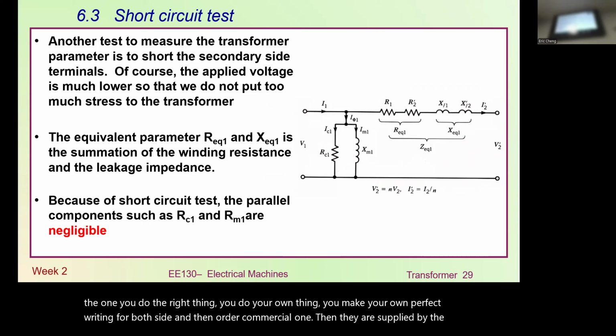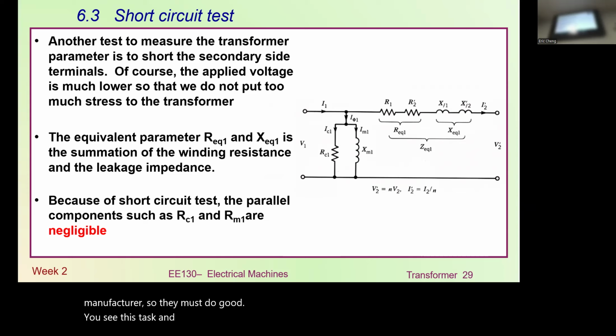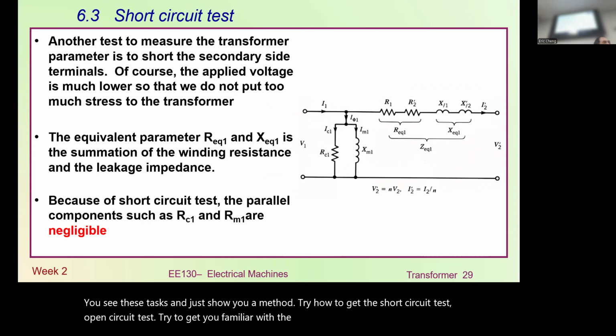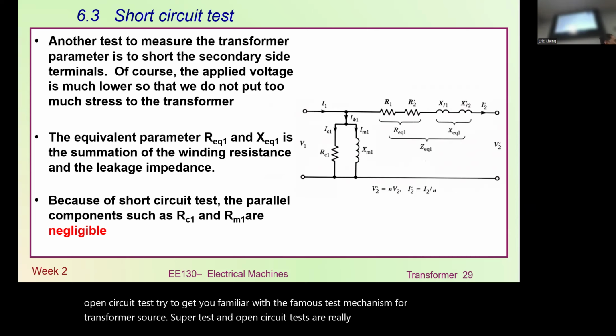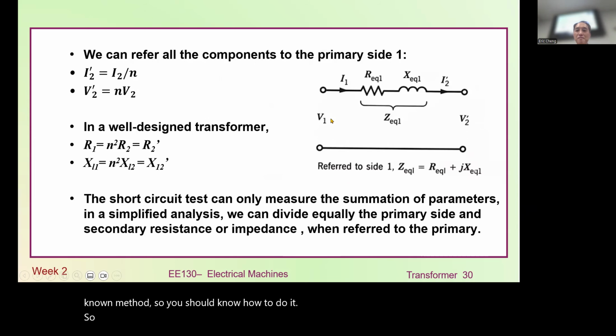It must be good. You see, this test can just show you a method. Try how to do the short circuit test and open circuit test. Try to get you familiar with the famous test mechanisms for transformers. Short circuit test and open circuit test are really famous and well-known methods. So you should know how to do it. So that's the way to do it. Okay. So we assume them to be well designed, so they are equal. So just divide by 2, and you can get them.